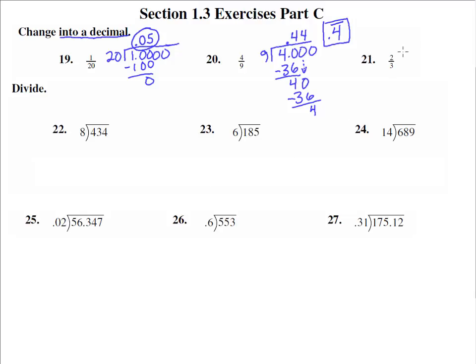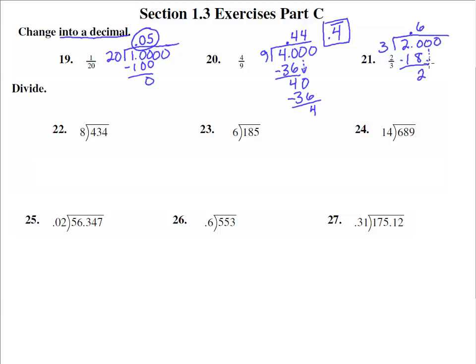21, 2/3. So we're going to take 2 divided by 3. Put some zeros out here. 3 goes into 2. It does not. Put a decimal up there. If you want to put a 0 there, that's fine. 3 goes into 20. Yes, it does. 6 times. 6 times 3 is 18. Subtract, and we get a 2.